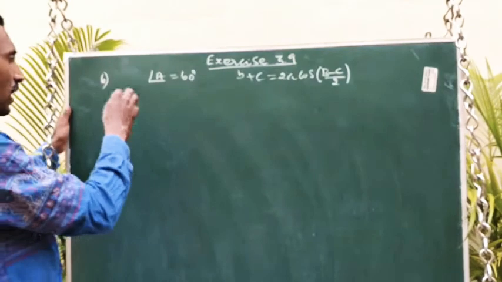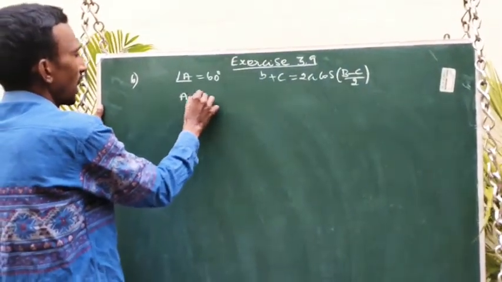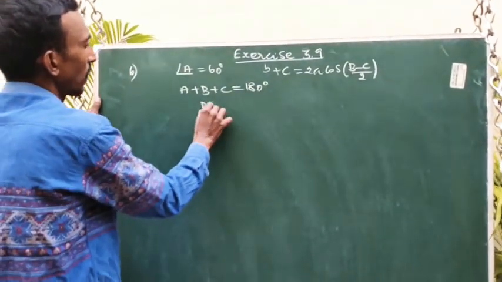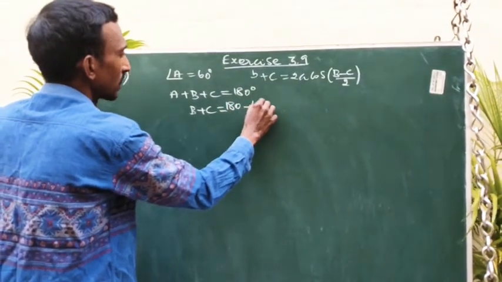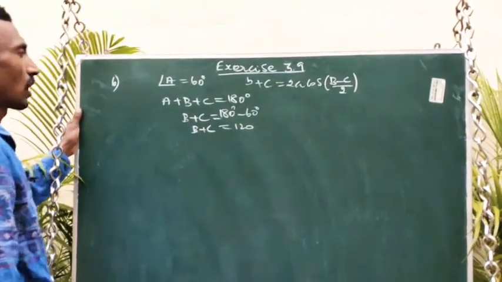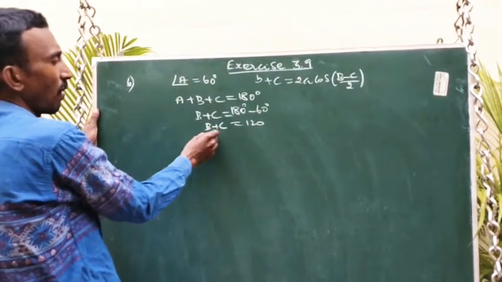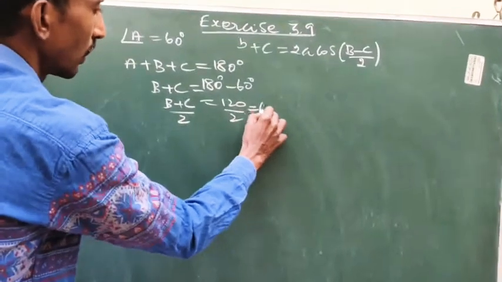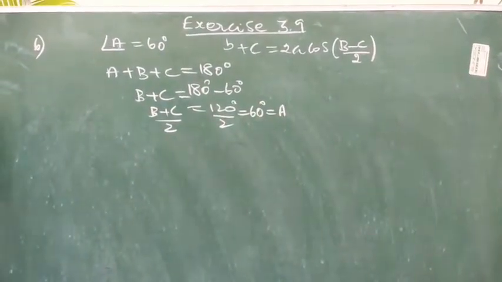So before that, given that ABC is a triangle, which implies A plus B plus C equal to 180 degrees. So B plus C equal to, what is A, 60, so 180 minus 60, so 120. Okay. So now compare A and B plus C. So A is the half of B plus C. Okay. So (B plus C)/2 equal to A. So keep this one. We are going to use it later.